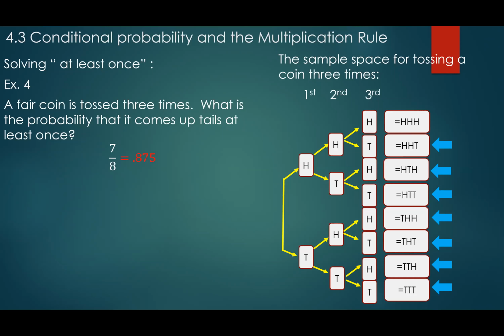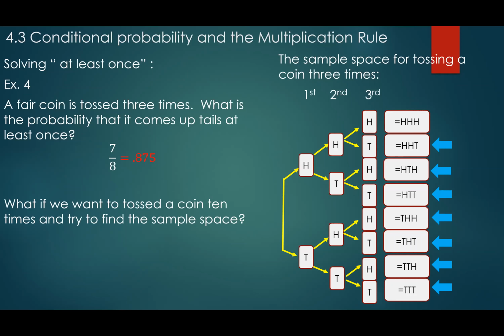But the reason why I picked this is because the sample space is small, it's only 8. What happens if I change the script a little bit? What if I want to flip this coin 10 times, right?